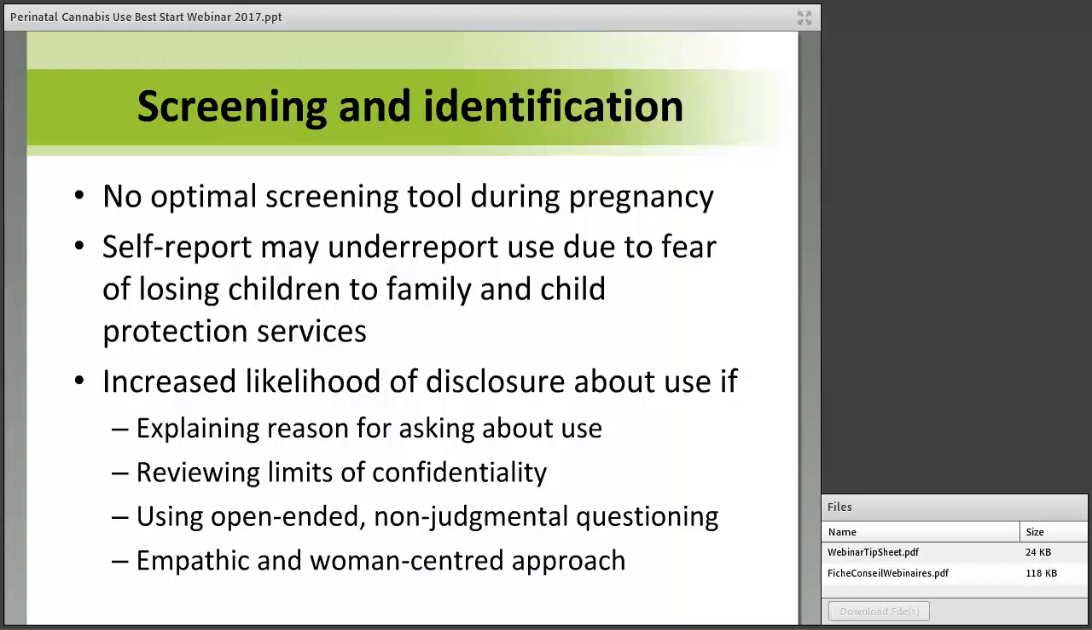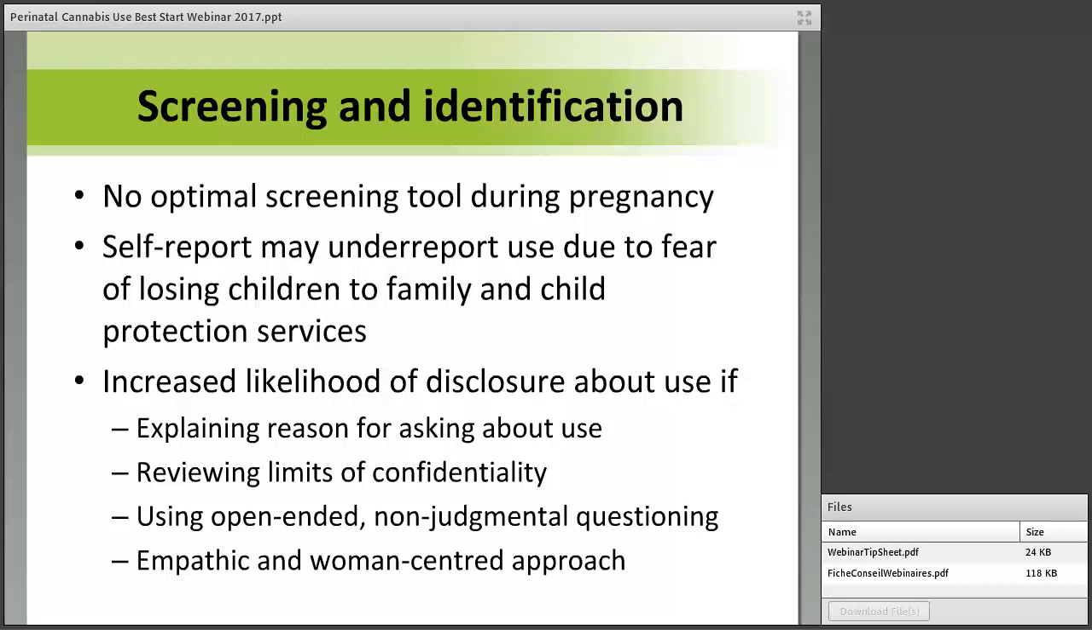However, one way to have positive results is by explaining why we're asking, reviewing the limits of confidentiality before we ask sensitive questions, and explaining to women that this is not a judgment on their parenting, however, it may be a way for us to help them cope better with life. And if there is a positive self-report, then we know that we need to inquire further into cannabis use disorders and then look at those other aspects such as polysubstance use and mental health disorders.